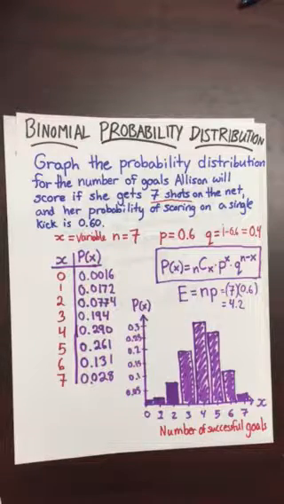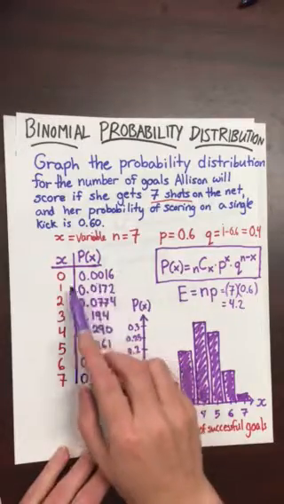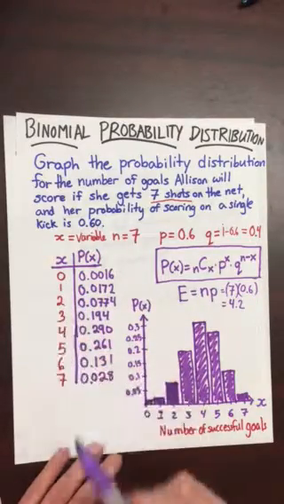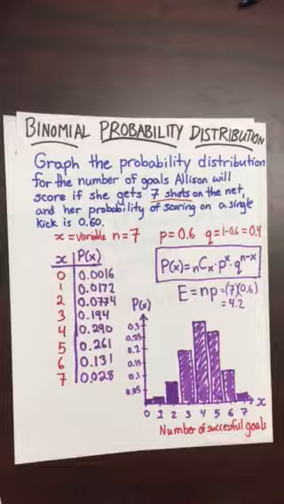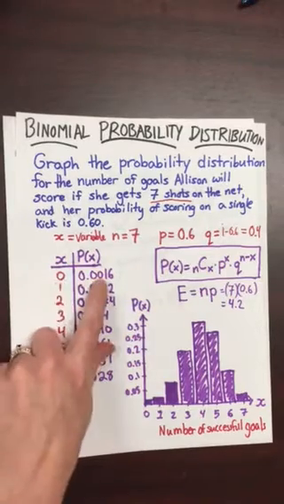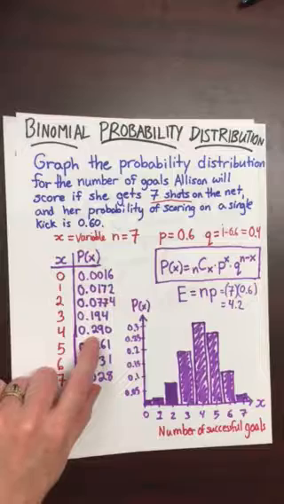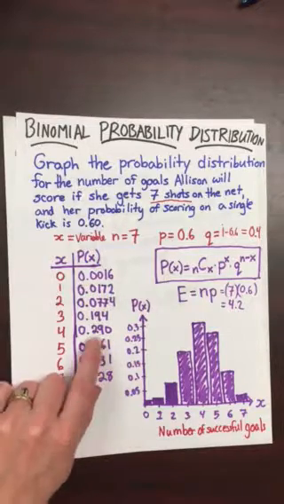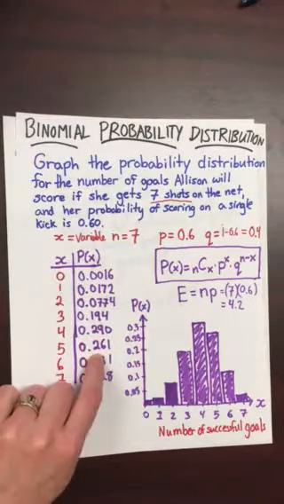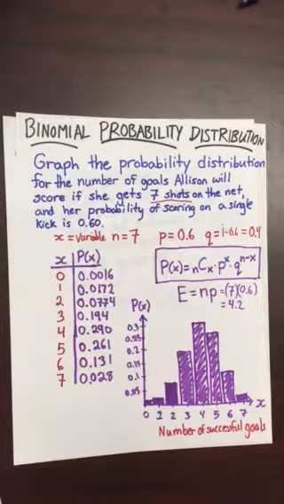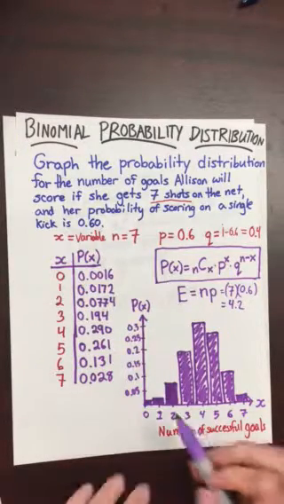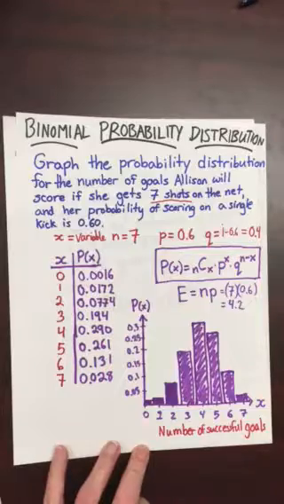All right, so this is what it all looks like filled in. So you'll want to calculate the probability for each x value. Each x is the number of successful shots that Allison does, so successful scores. So the probability for getting none is, of course, very low. More likely for her to get close to 4 shots, maybe a little bit more successful scores out of 7 shots on the goal. Then we create this probability distribution graph out of that.